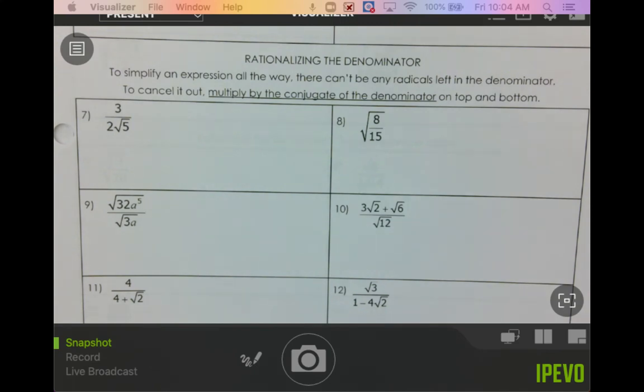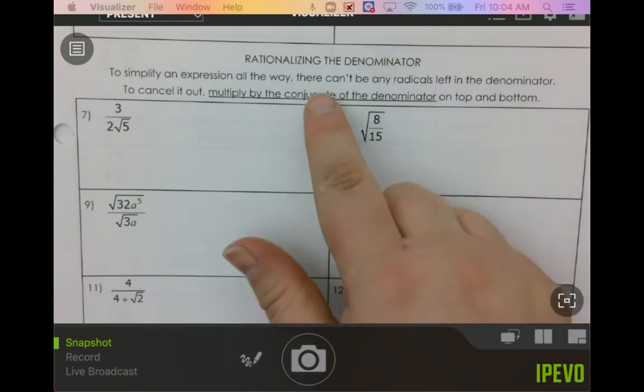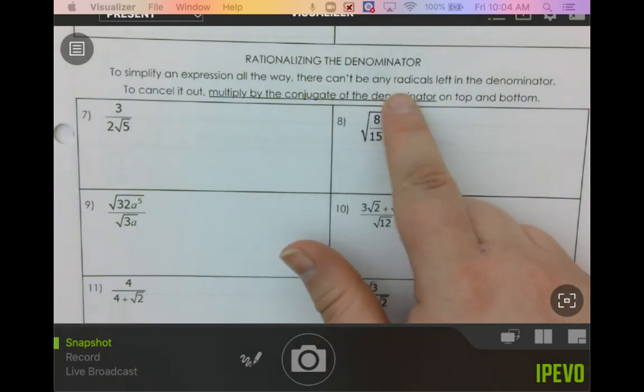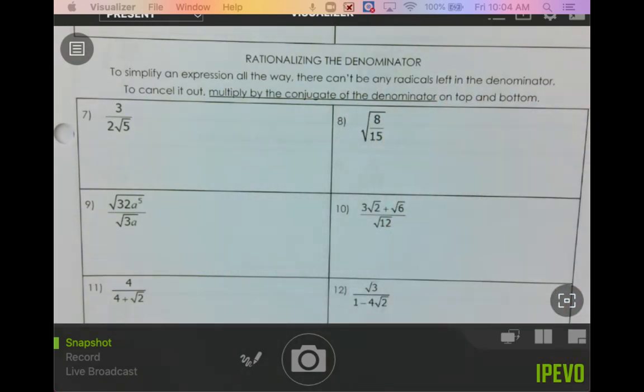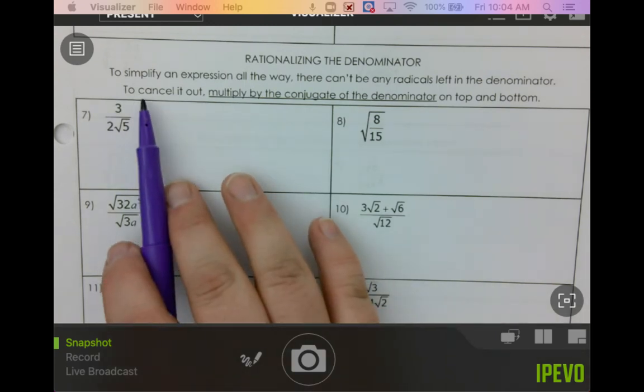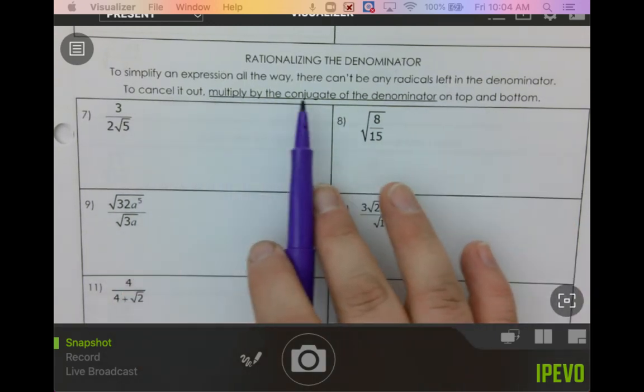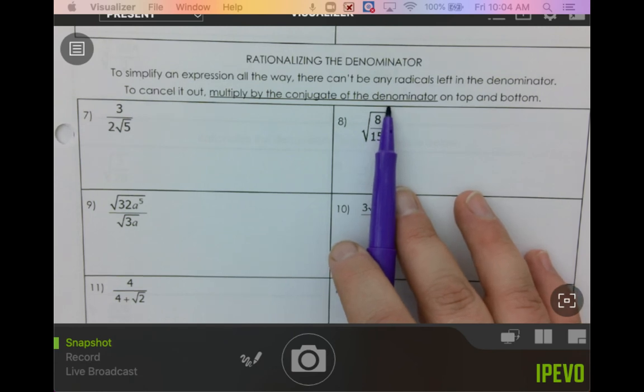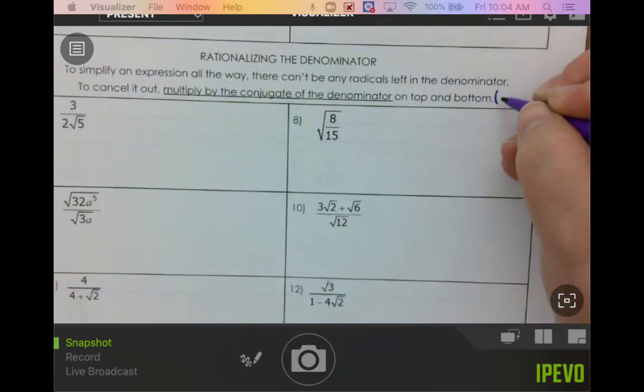So, one of the conventions that mathematicians decided on is there won't be any radicals left in the denominator. And all we're really going to talk about today is how to cancel it out. And I'm going to say one quick thing about this. It says to cancel it out, multiply by the conjugate of the denominator on top and bottom. This is only if there are two terms.